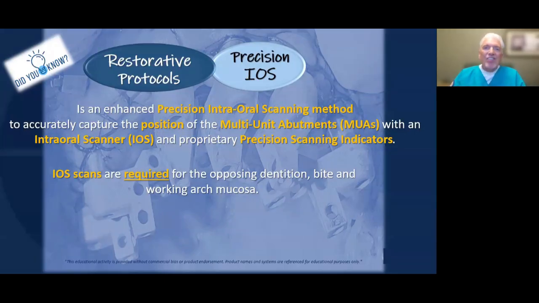So you do have to purchase some type of precision IOS scanning system. And I'm going to show you a few of those in this presentation. So you're always going to need a precision scanning system. If you don't have that, talk to your laboratory representative, and they can help you figure that out.